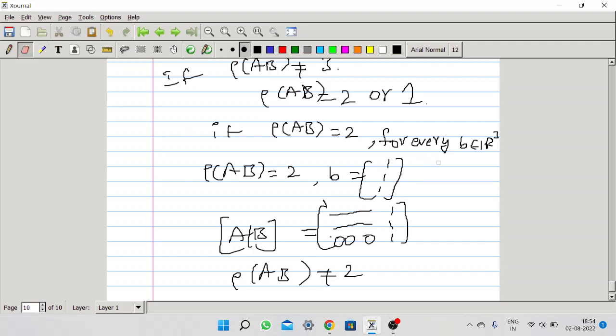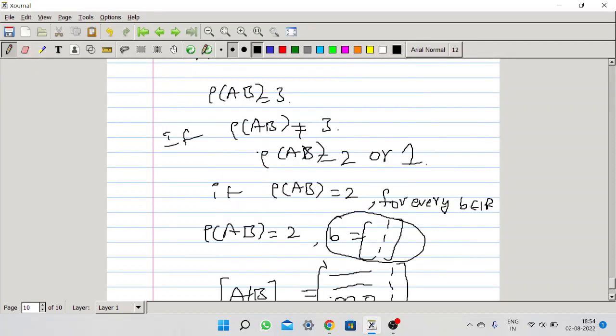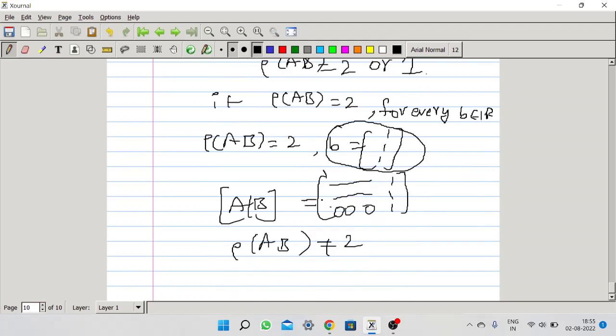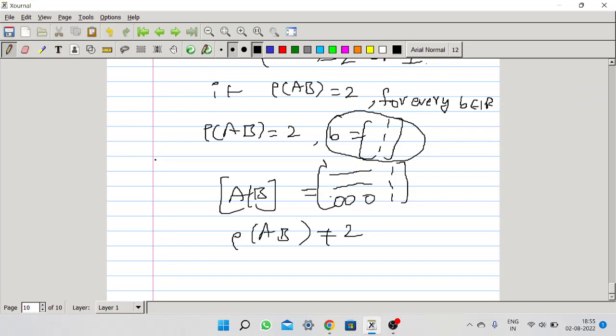It is given for every b belongs to R^3, but for this particular b, we are getting rank of [A|b] not equal to 2. So this is not a possible case. So we can say rank of [A|b] cannot be equal to 2. Similarly, we can say rank of [A|b] cannot be equal to 1. So rank of [A|b] has to be equal to 3 only. This is how it is. So the answer is option B, that is nothing but 3.